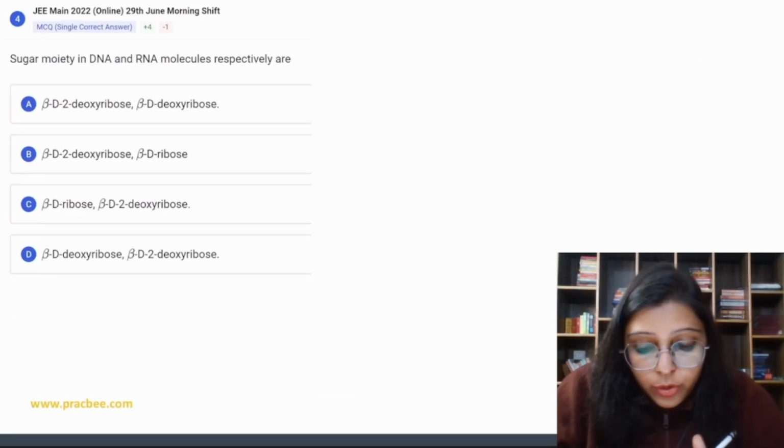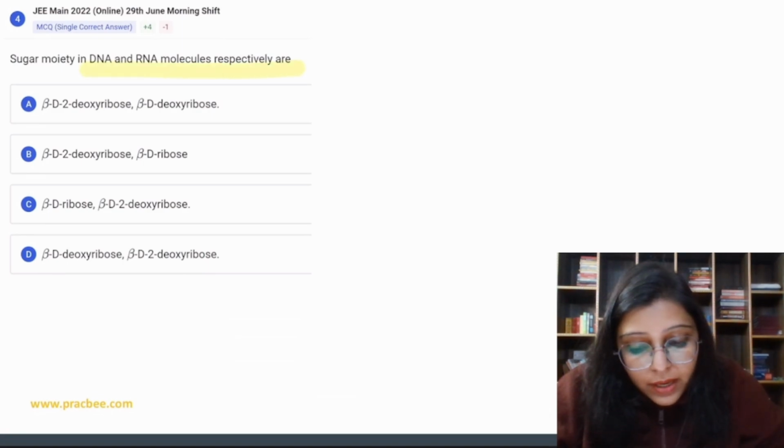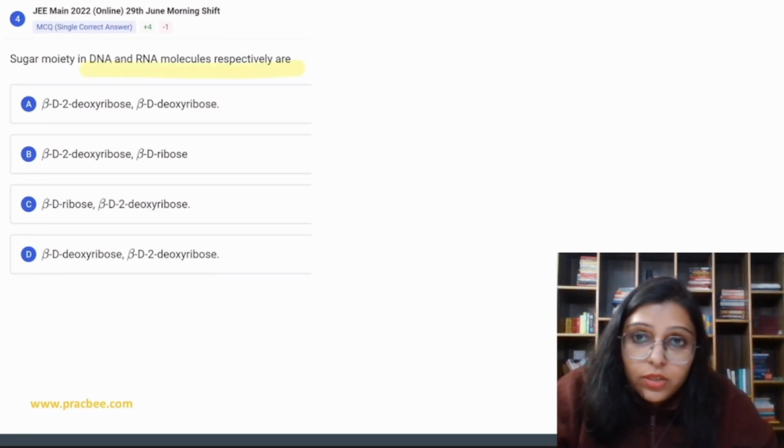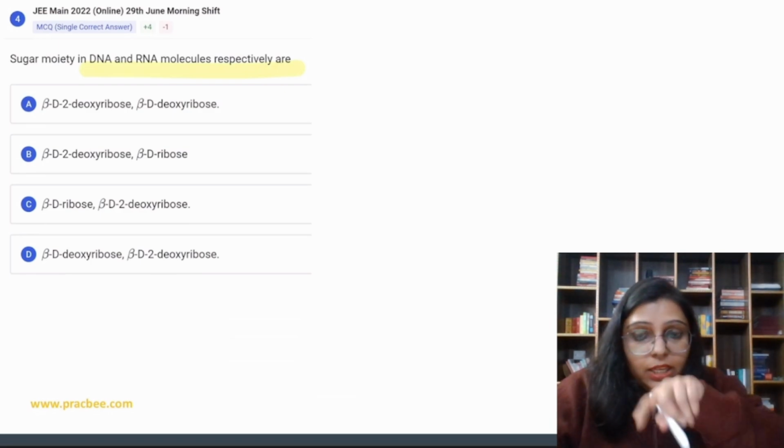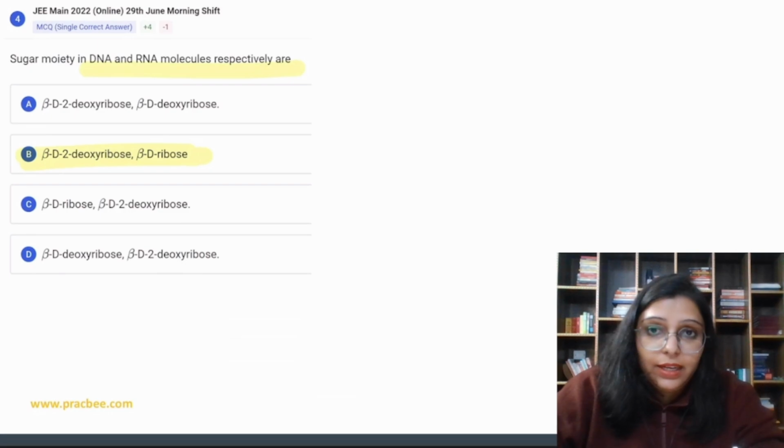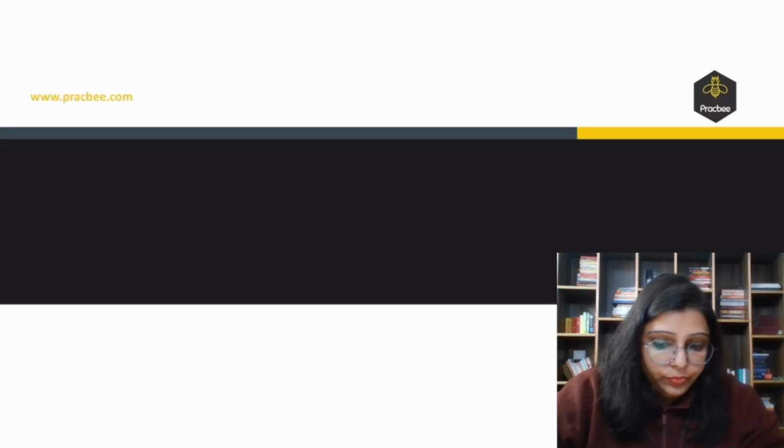Next, sugar moiety in DNA and RNA molecules respectively. So in DNA which sugar is present? Beta D-2-deoxyribose, and in RNA beta D-ribose. So in DNA we have D-2-deoxyribose and in RNA we have ribose sugar.